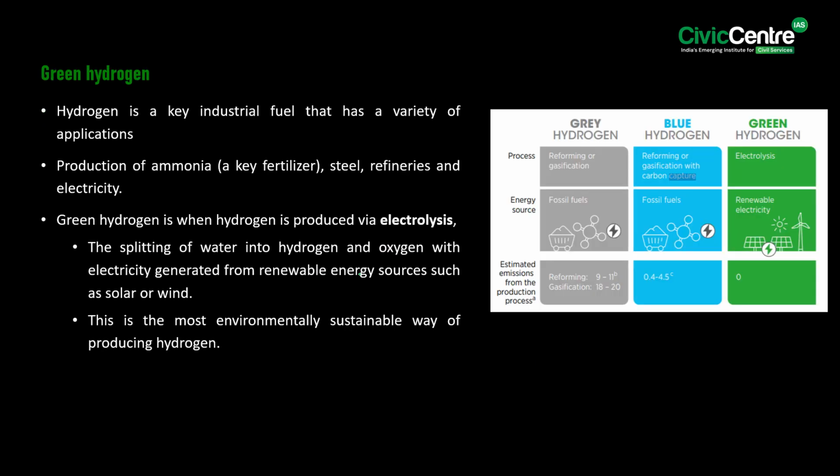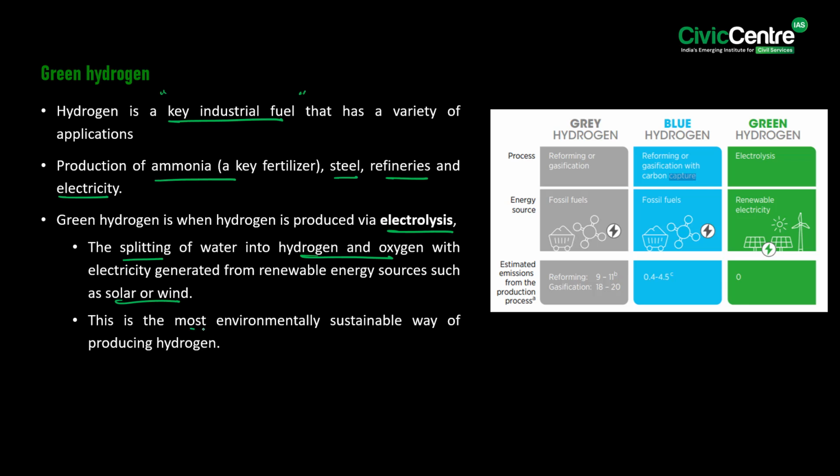Now, if we have to talk about green hydrogen, see, hydrogen is a key industrial fuel that has a variety of applications, including the production of ammonia, steel, refineries, and electricity. So, green hydrogen is when hydrogen is produced by electrolysis, the splitting of water into hydrogen and oxygen, with electricity generated from renewable energy sources such as solar or wind.